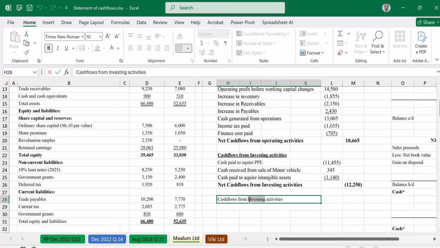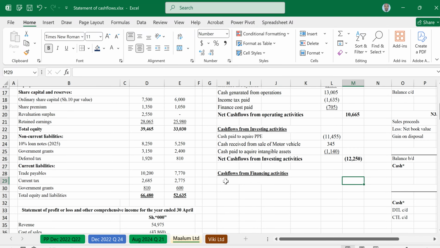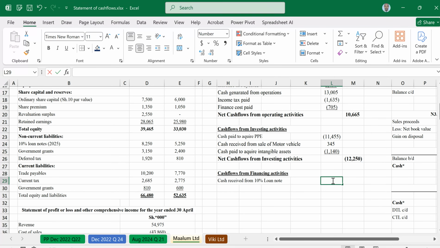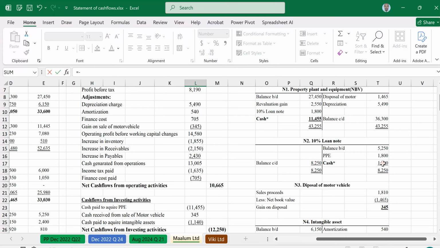Now finally, cash flows from financing activities. We already have one cash flow from financing activity: cash received from the 10% loan note, and equal sign negative. The 10% loan note is in note 2, that is 1,200, cash received from 10% loan note.